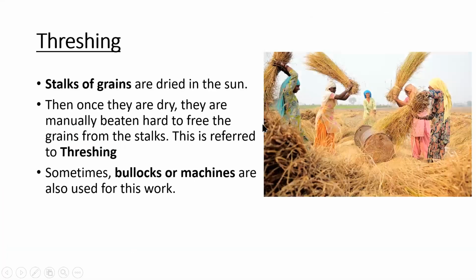Let's try to understand what is threshing. As you can see in the picture, stalks of the grain are dried in the sun. Then once they are dry, they are manually beaten hard to free the grains from the stalks. So as you can see in the picture, these stalks are beaten across or on the hard surface so as to separate out the grains from them, and this is called threshing. Sometimes some animals like bullocks and machines also are used for this work.